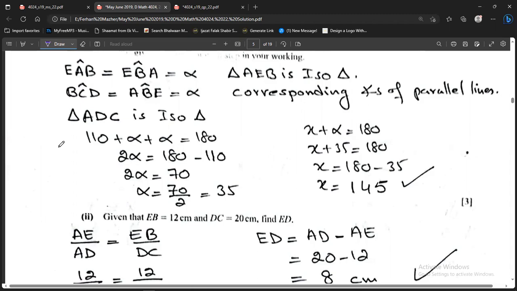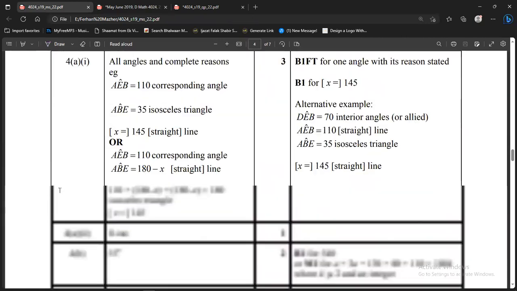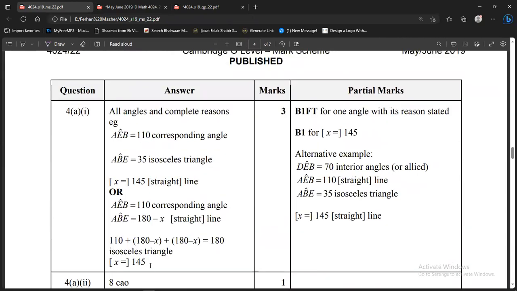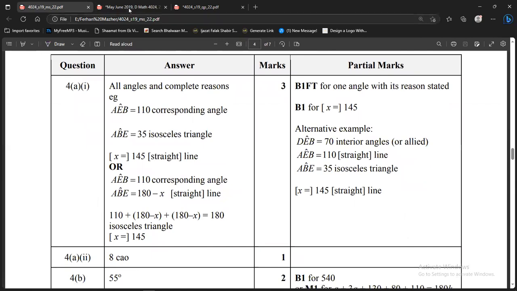So alpha and x are adjacent angles on a straight line. So their sum will be 180. The sum of adjacent angles on a straight line is 180. So x plus alpha will be equal to 180. So x plus 35 is equal to 180. X is equal to 180 minus 35. X is equal to 145. So the value of the angle x will be 145. Our answer is right, sir.